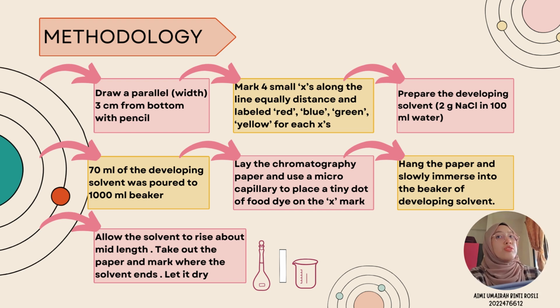For the first step, draw a parallel line 3 cm from the bottom using a pencil. It is advised to use a pencil instead of a pen because the pen ink is considered a dye. The next step is to mark 4 small x's along the line, equally spaced, and label them red, blue, green and yellow for each x.